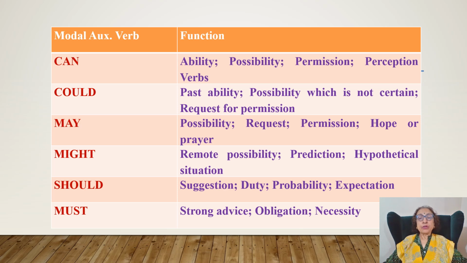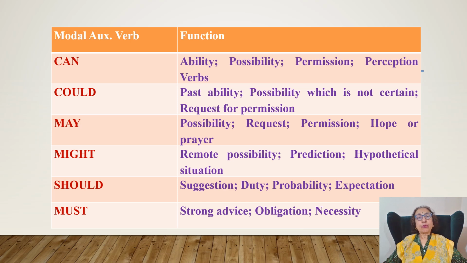Can is used for ability, possibility, permission, and for perception verbs. What are perception verbs? See, hear, touch, taste, think. These are verbs where you use your senses. The five senses are used. Those verbs, like taste, can all use can.